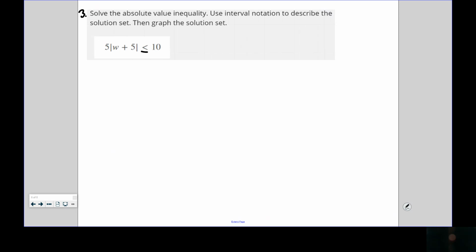Let's make this one a less than or equal to. So we have a 5 on the outside of the absolute value. This is the absolute value here. So 5 on the outside, W plus 5 on the inside of the absolute value, less than or equal to 10.